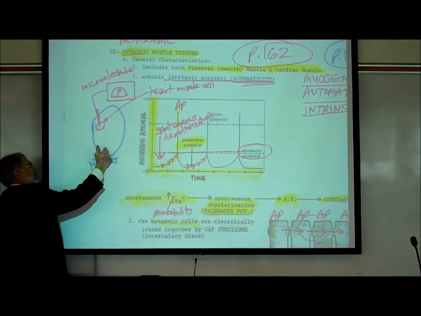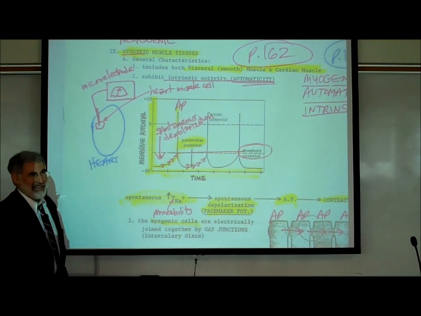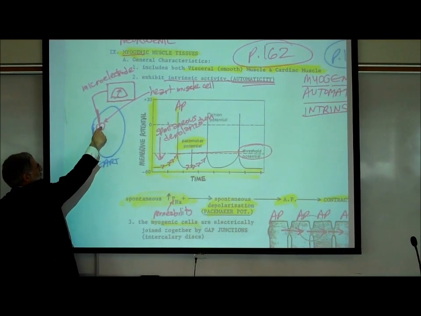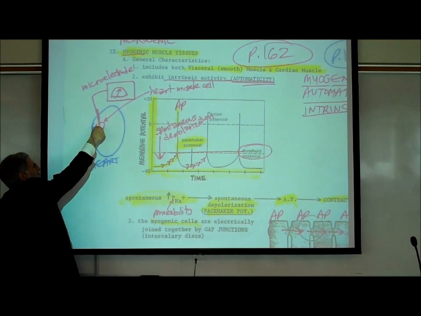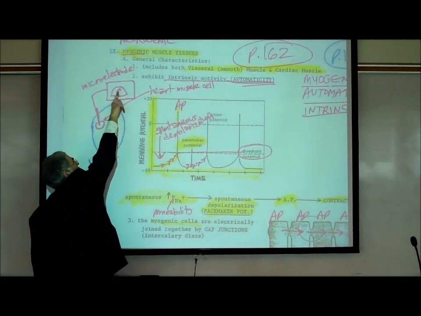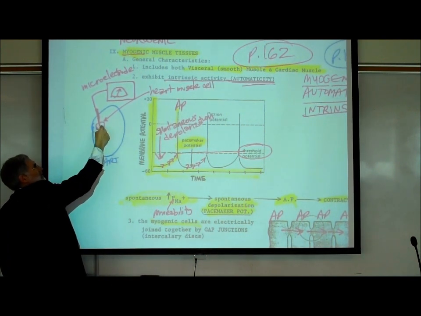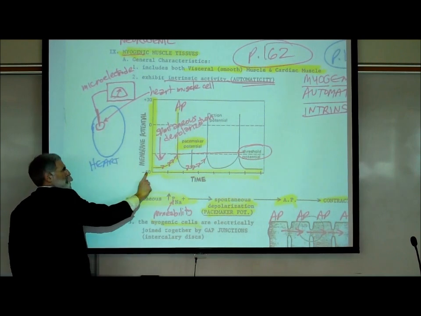So here it shows a heart. I labeled it because just from the picture you wouldn't know what it is. And here's a heart cell. So we can monitor the voltage changes in this heart cell by inserting a microelectrode and monitoring the voltage. And this is just a graph showing voltage changes in this cell over time.